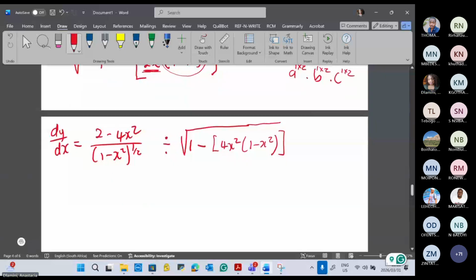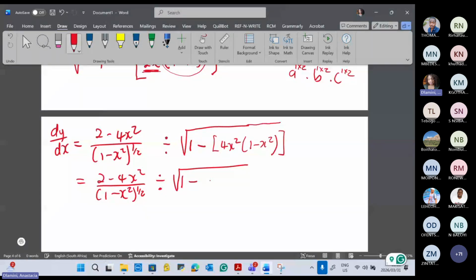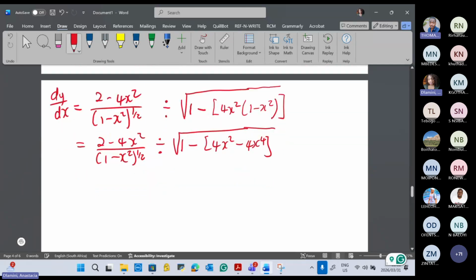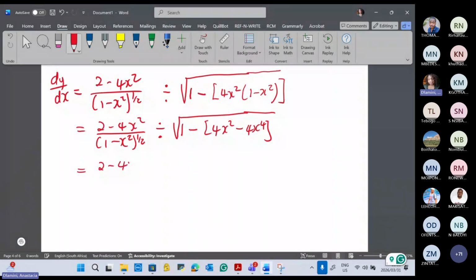So this then becomes what? Let's see. So this becomes 2 minus 4x squared over (1 minus x squared) to the power of 1 over 2, divided by the square root of 1 minus 4x squared minus 4x to the power of 4. Then we go ahead and this equals 2 minus 4x squared over (1 minus x squared) to the power of half, divided by the square root of 1 minus 4x squared plus 4x to the power of 4. Are we done?